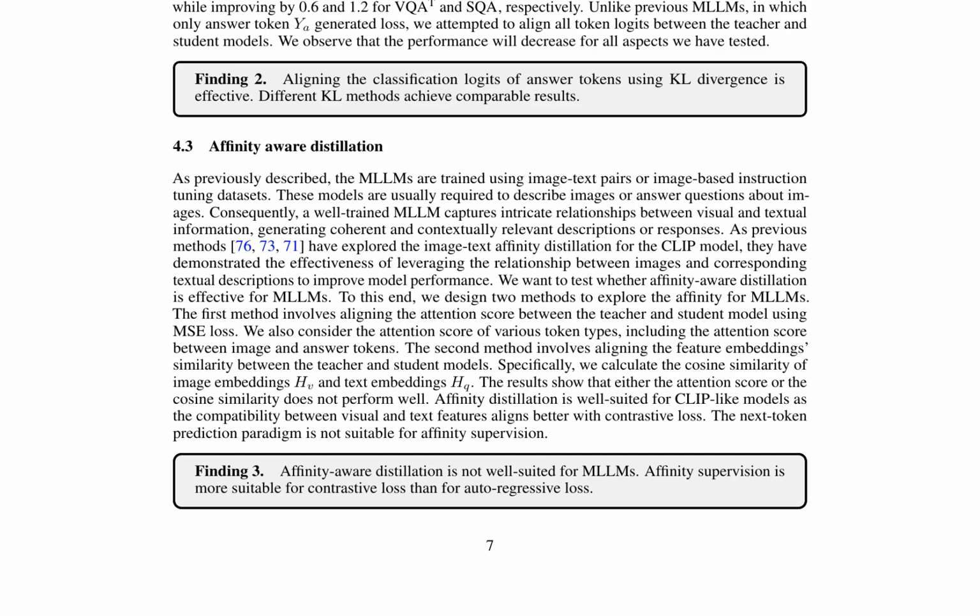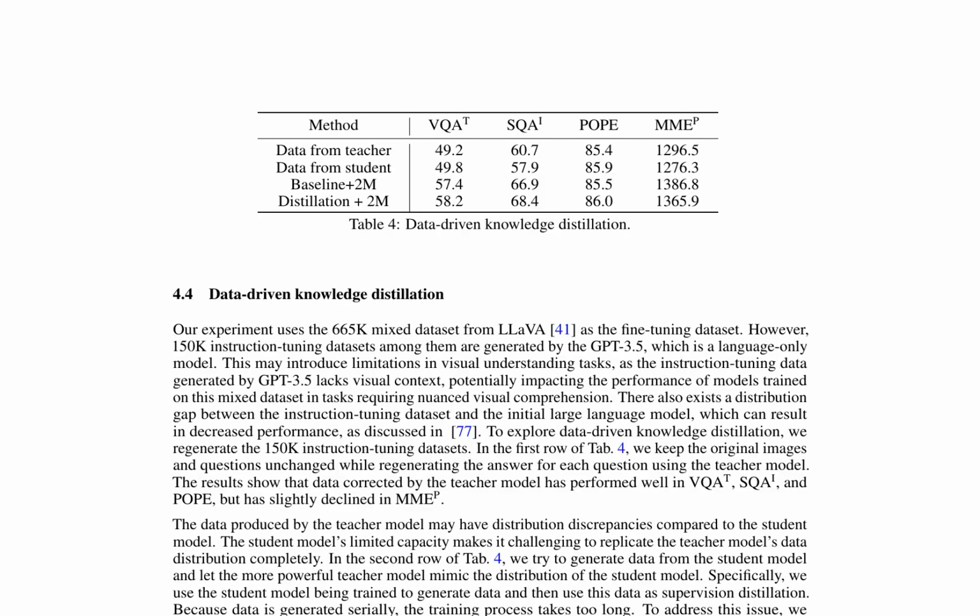Affinity-aware distillation is not effective for MLLMs, as the attention score or cosine similarity does not perform well. This is because affinity distillation is well suited for CLIP-like models, where the compatibility between visual and text features aligns better with contrastive loss. Data-driven knowledge distillation is also explored, where the instruction tuning dataset is regenerated using the teacher model or student model. The results show that data corrected by the teacher model performs well in VQAT, SQAI, and POPE, but has slightly declined in MMEP. The student model's limited capacity makes it challenging to replicate the teacher model's data distribution completely.